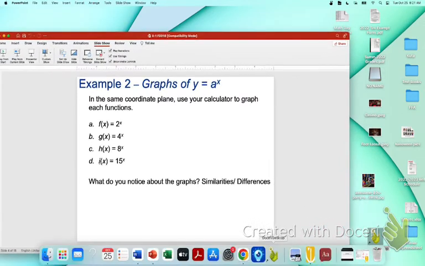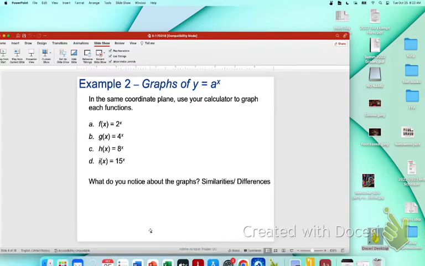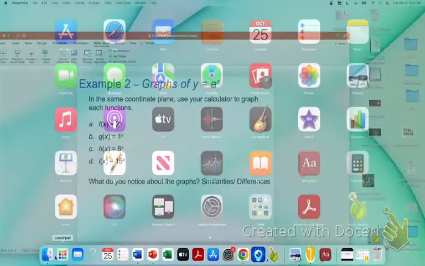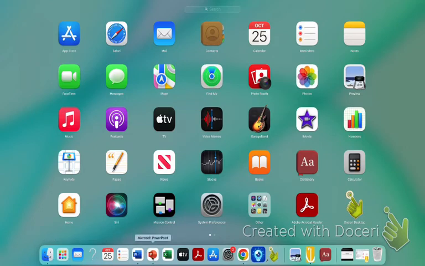What's X? You don't know. That's why you're going to use a calculator. So you're going to, in y equals, put 2 to the x, 4 to the x, 8 to the x, and 15 to the x.